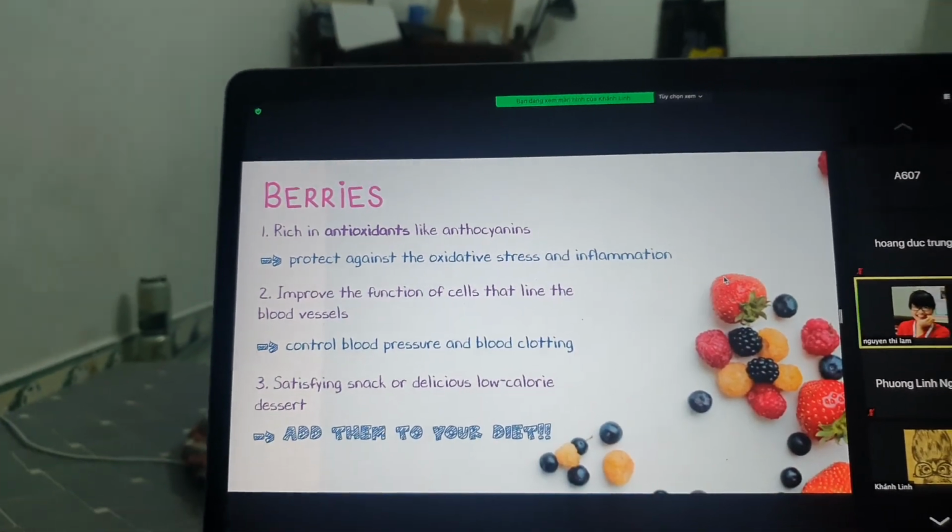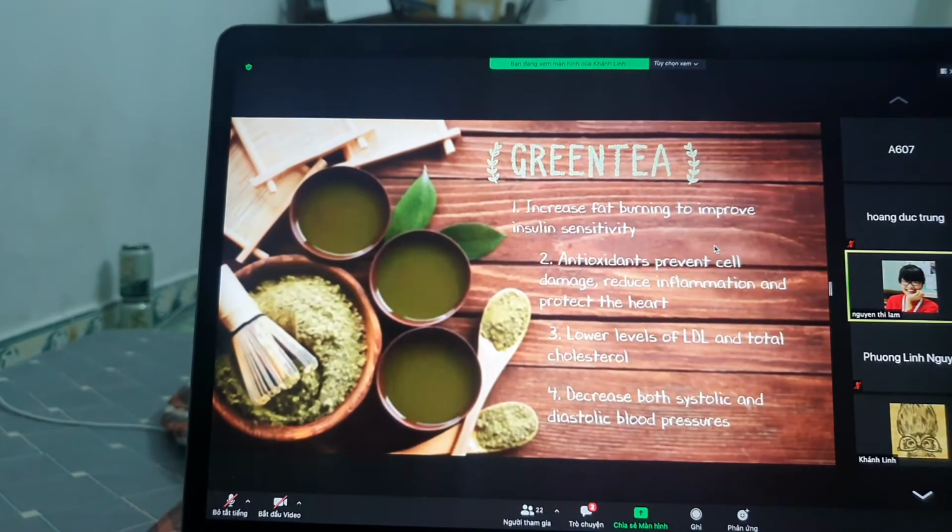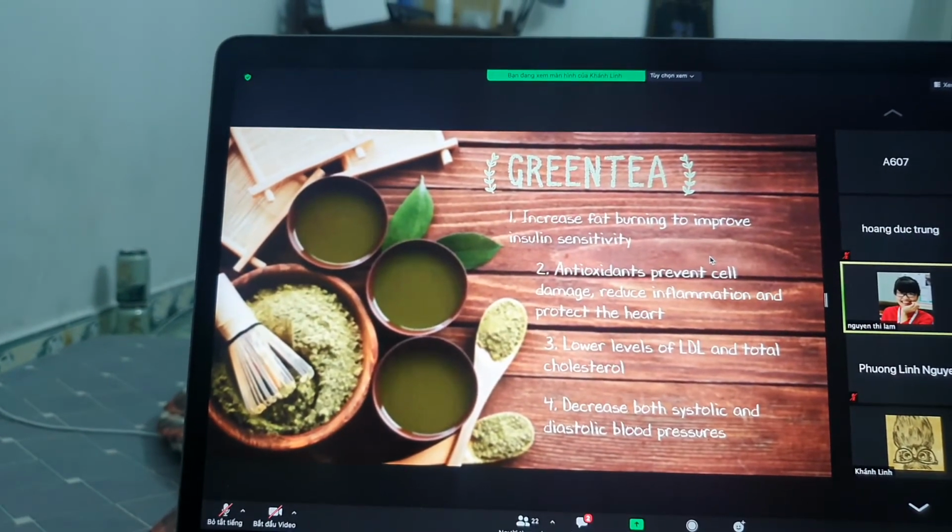The last healthy food for heart is green tea.